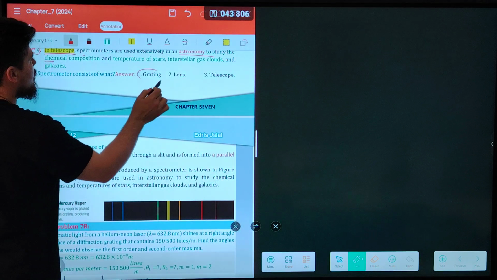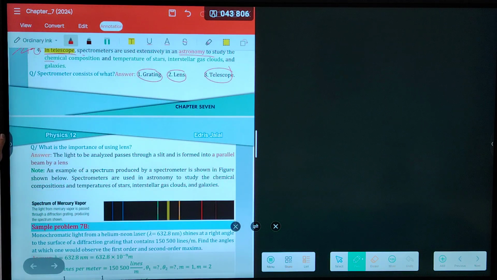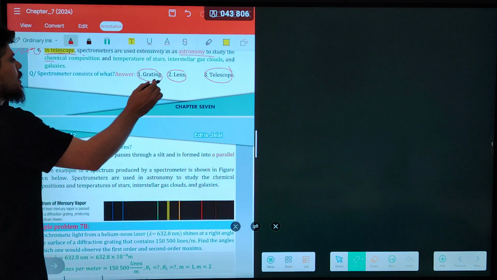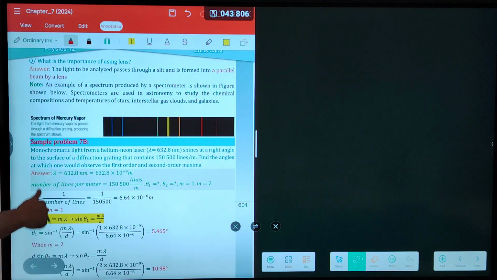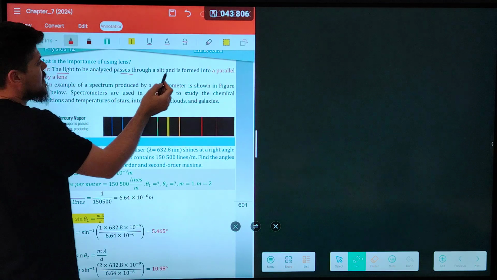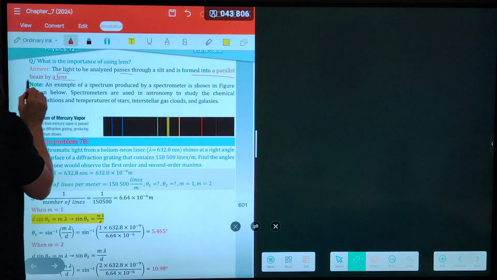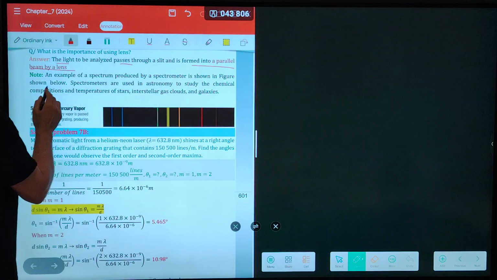It consists of what? Grating, lens, telescope. What is the importance of using the lens? The light to be analyzed passes through the slit and is formed into a parallel beam by the lens. An example of the spectrum presented by the spectrometer is shown in the figure below.